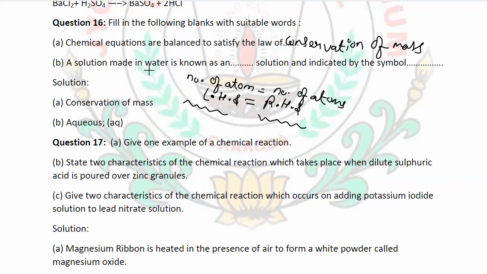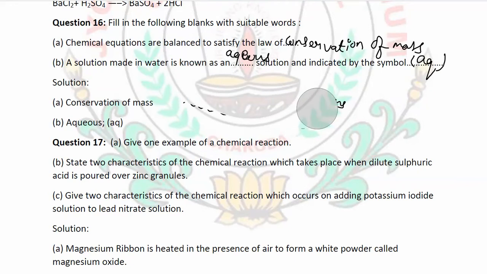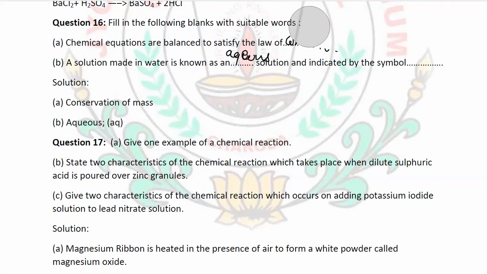Okay, so a solution which is made in water is called an aqueous solution. Aqueous solution, and it is represented by the symbol (aq) in a chemical equation. Okay, so this was the representation for a solution which has been made in water. It is called an aqueous solution, and it is indicated by the symbol aq. Okay, so this thing has been known to you when we studied the chemical equation. Now let's move further. See the next question.